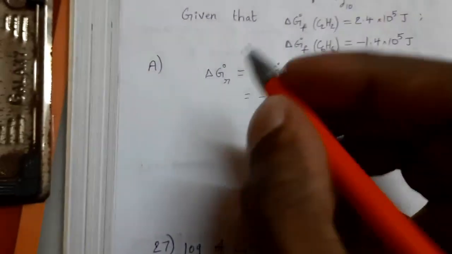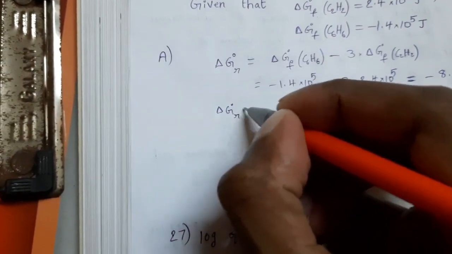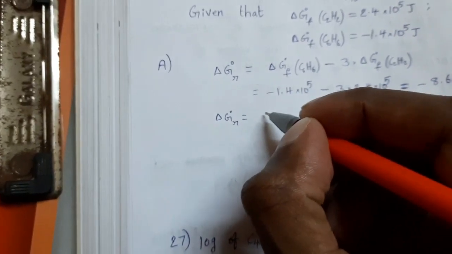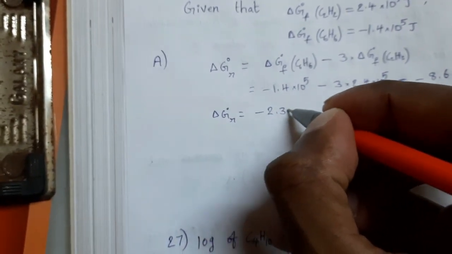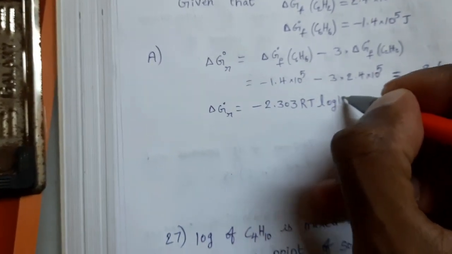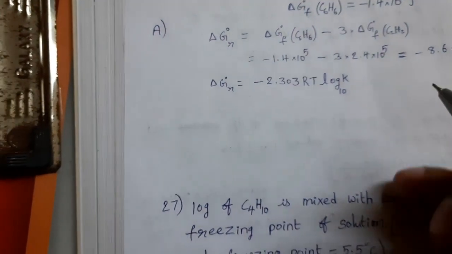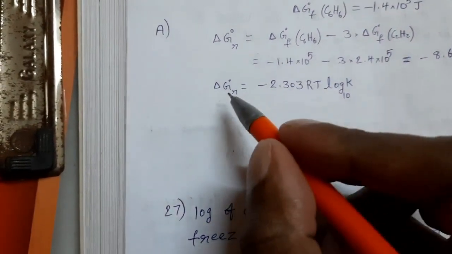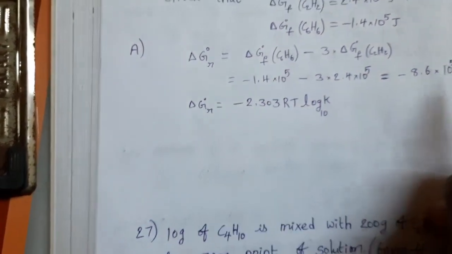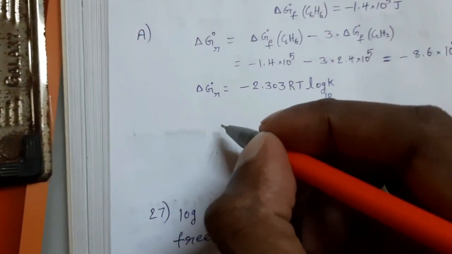Okay students, now we know the relation between change in Gibbs energy of the reaction and equilibrium constant K. What is that? Delta G naught R equal to minus 2.303 RT log K base 10. Now substitute R value, T value, and delta R G naught. This is the delta R G naught value. So substitute this one.